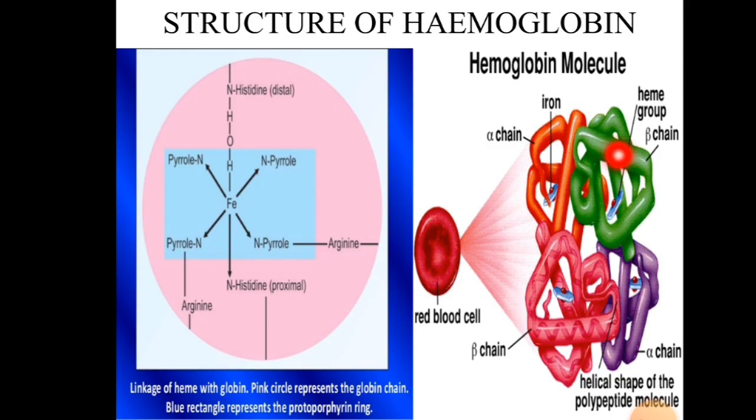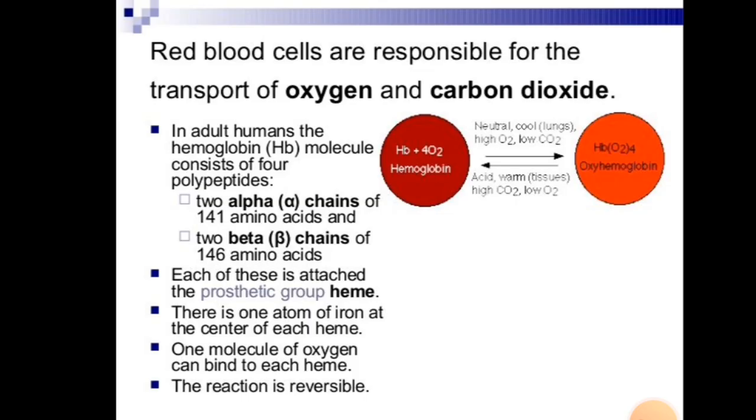This is the structure of the hemoglobin molecule, having alpha and beta chains, and the iron heme group is present. These are responsible for transport of oxygen and carbon dioxide in the human body. So the Hb molecule consists of four polypeptides, two alpha chains of amino acids and two beta chains, and these are attached to the heme group. There is one atom of iron at the center of each heme, and one molecule of oxygen binds to each heme. And this reaction is reversible also. So the reaction is shown here.